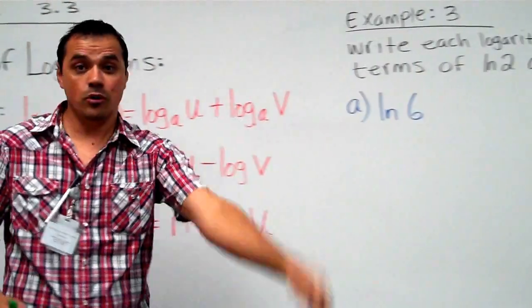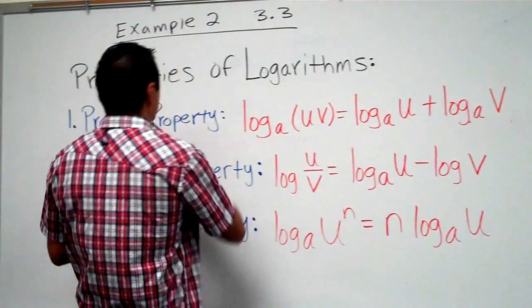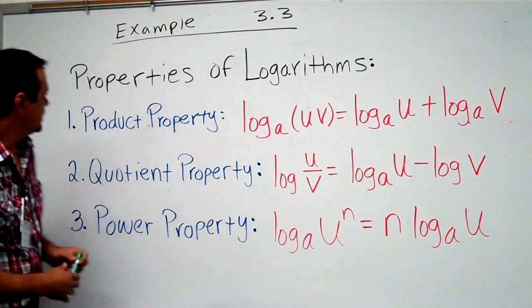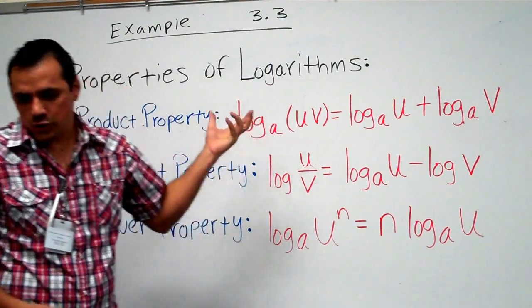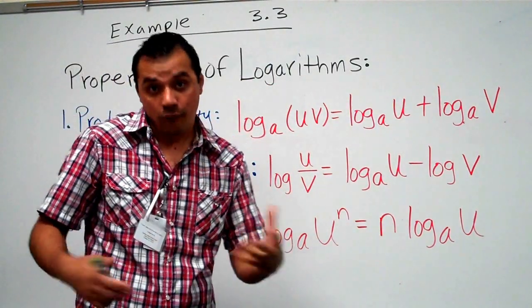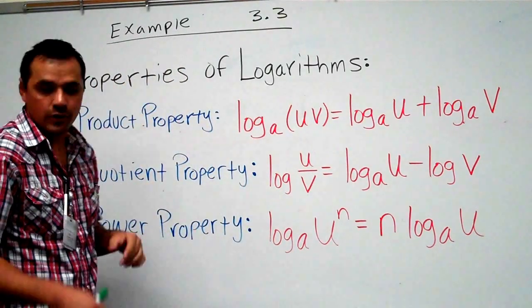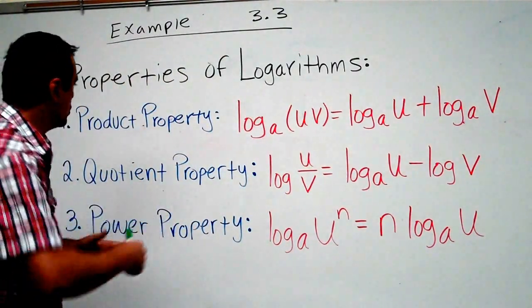So if you come with me over here, I will show you what you need to know. All right, so, properties of logarithms. You will find these in your book on page 208. If you want to look them up in your book, they're right there in a nice little blue box for you. But let's go through this.